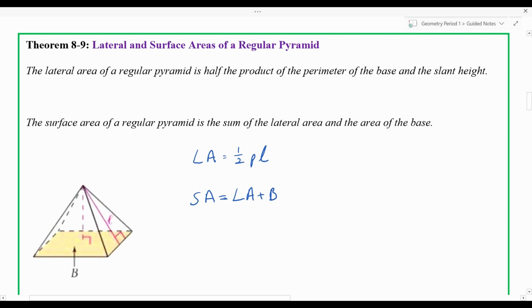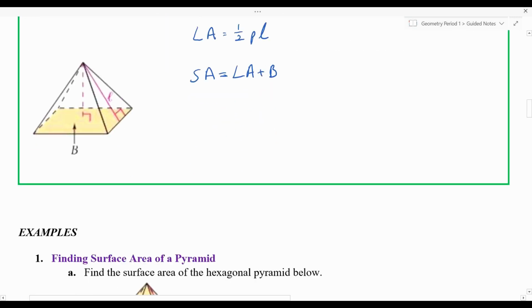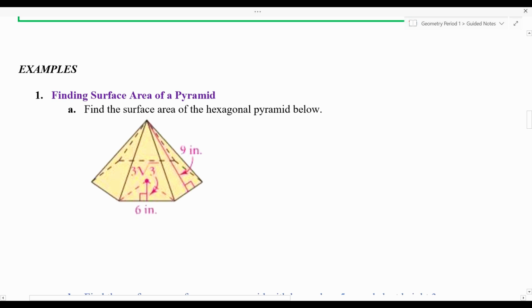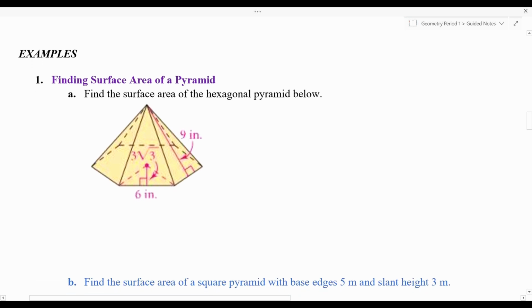Okay, now let's take a look at some examples on how to use these formulas and how we actually solve some problems with these. So we have example 1, part A. It says find the surface area of the hexagonal pyramid below. Okay, so the first thing is to define that the surface area is going to be the lateral area plus the area of my base, right? So let's take each of those one step at a time.